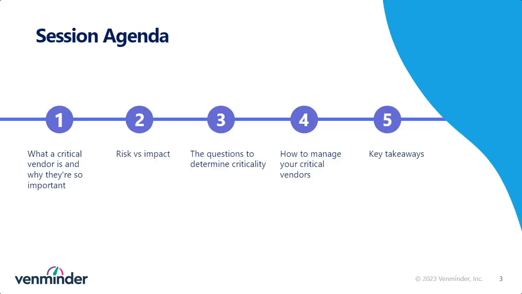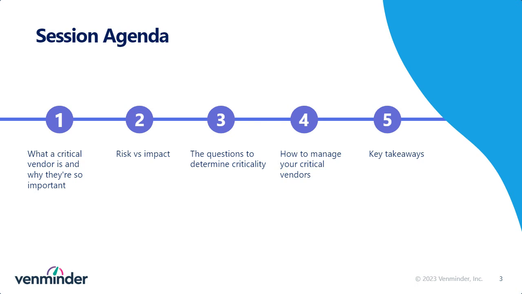Welcome, everyone. Our webinar today is all about critical vendors, how to define them, and why they're so important. We're going to talk a little bit about risk versus impact, which is a really essential element to understand when we are talking about critical vendors. And we're going to go into some questions that we can ask to help us determine which of those vendors will qualify as critical. Then we'll walk into how to manage these critical vendors, because they're really important, so they need specific management. And then we'll wrap up with some key takeaways. So let's go ahead and get started.